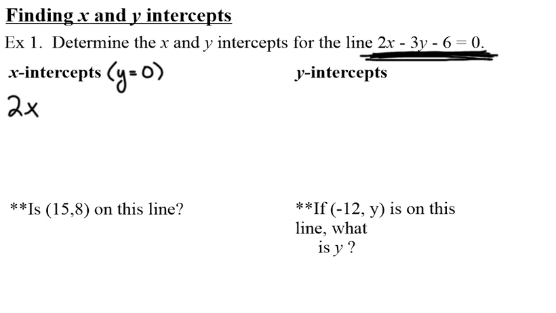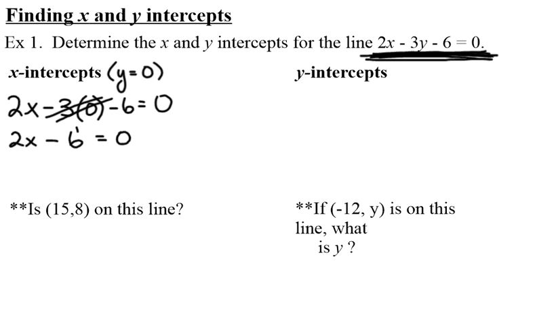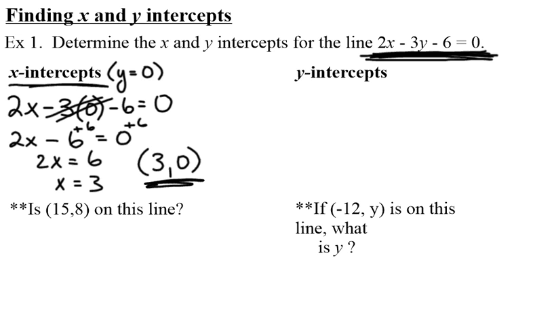2 times x minus 3 times y, but we now know that y is supposed to be 0 in this case. Subtract 6 equals 0. So we end up with 3 times 0 is 0. That just kind of disappears. So we have 2x minus 6 equals 0. Add 6 to both sides. 2x equals 6. Divide by 2. And x equals 3. So my x-intercept is 3, 0. I can get it from general form. It's not a problem.